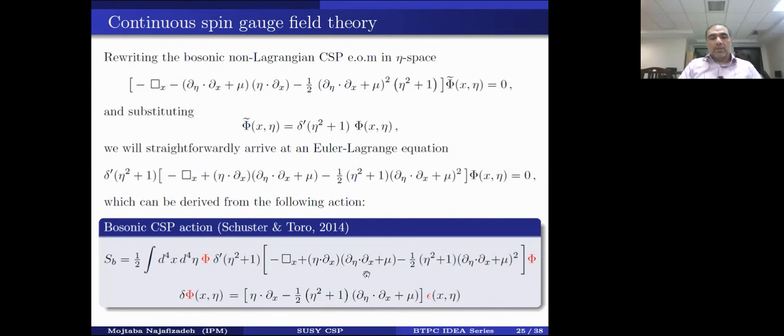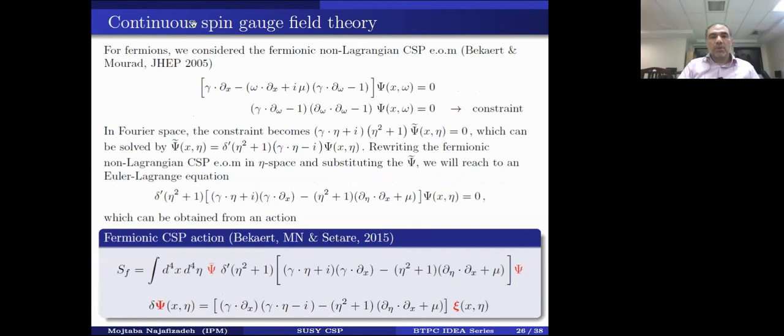Schuster and Toro just presented this action. Here, I followed a procedure to obtain this action, because after that, we tried to obtain its fermionic version using this manner. Indeed, it's a bit technical, but it's simple to follow.